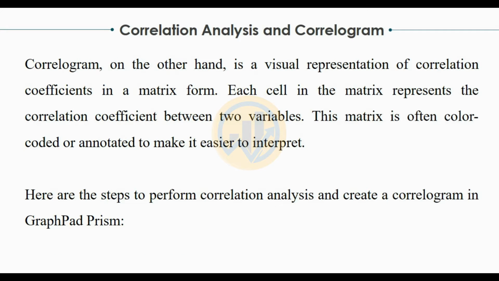Okay, the correlation analysis and the Correlogram. The Correlogram, on the other hand, is a visual representation of the correlation coefficients in matrix form. Each cell in the matrix represents the correlation coefficient between two variables. The matrix is often color coded to make it easier to interpret. Here are the steps to perform a correlation analysis and create a Correlogram in GraphPad PRISM.